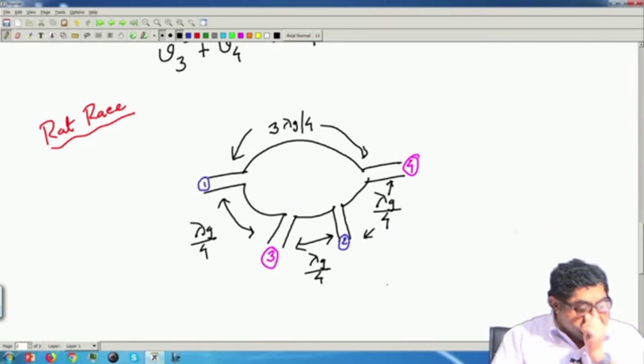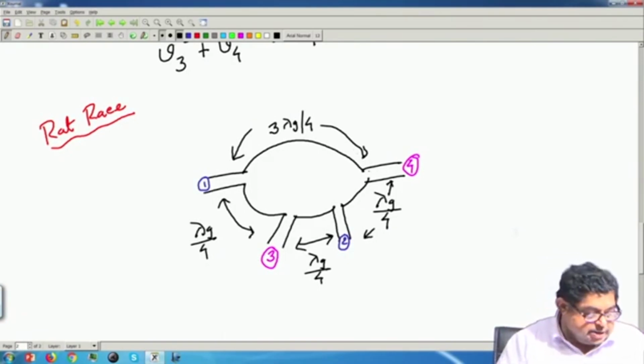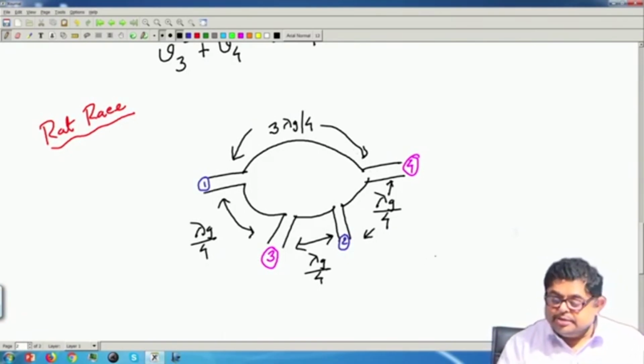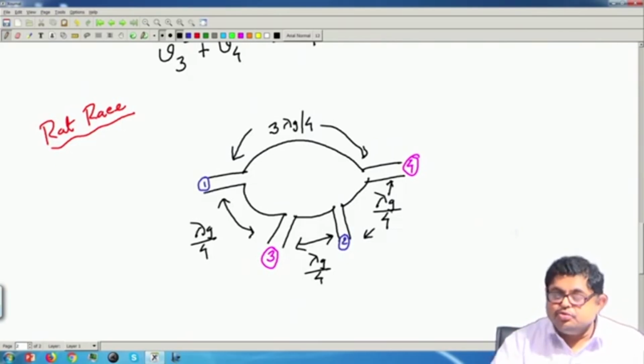So, if we give signal at port 1, you can see that the signal reaches port 4 by two different paths. One is having length 3 lambda g by 4, another is this 3 lambda g by 4. So, path difference between the two signals that are travelling to port 4 is 0. So, they get reinforced in port 4.